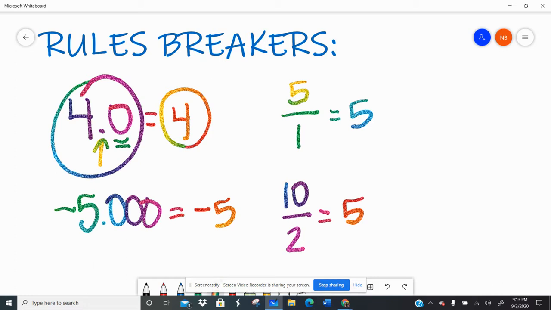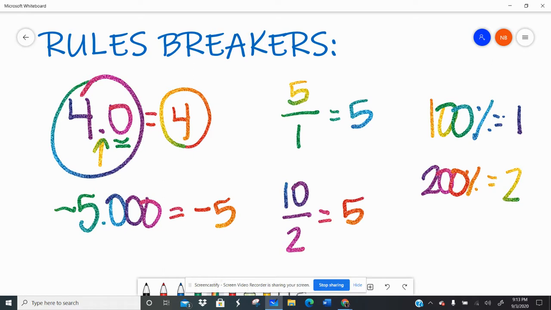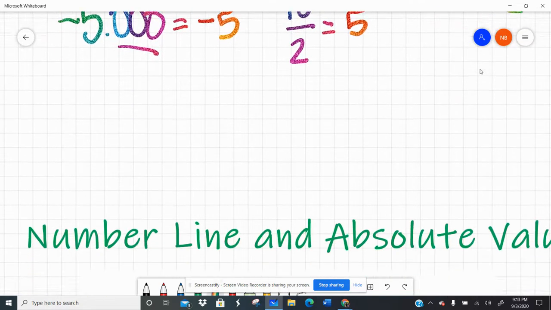And so then when it comes to percents, well, we're looking for whole things. So if I have 100% of the pizza, I have one whole pizza, which makes it an integer. If I have 200% of pizza, I have 2 whole pizzas, which makes it an integer. So these are our rule breakers. So just be careful for those 100% intervals, those improper fractions that equal a whole number, and those decimals that just have those 0.0s or 0.000s. Anything like that, rule breakers.